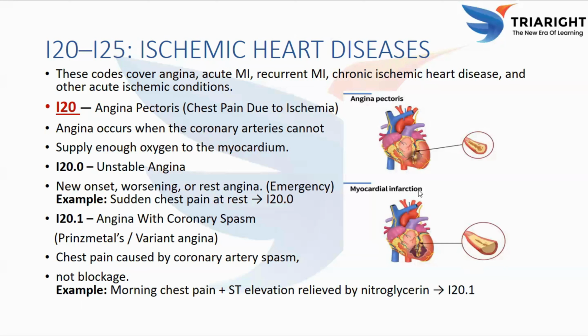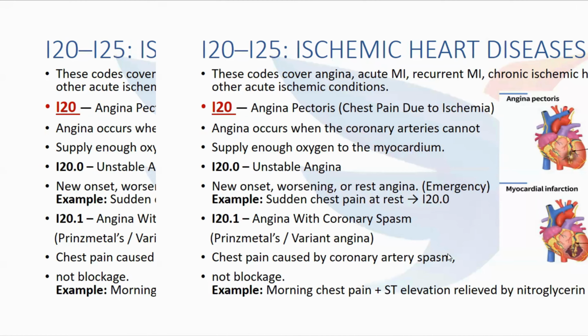Whereas in myocardial infarction, it shows the same artery completely blocked by a blood clot. Here it is partial formation of plaque. Here it is completely blocked by a blood clot. So the heart muscle beyond the blockage dies due to lack of oxygen. What happens when a muscle is blocked? It doesn't get oxygen, so the heart muscle dies. This is a medical emergency, often treated with therapies like angioplasty, stents, etc. So this is how you code I20, angina pectoris, and also myocardial infarction.